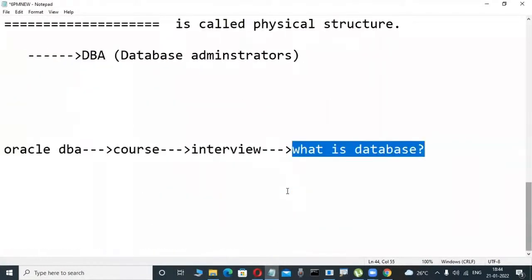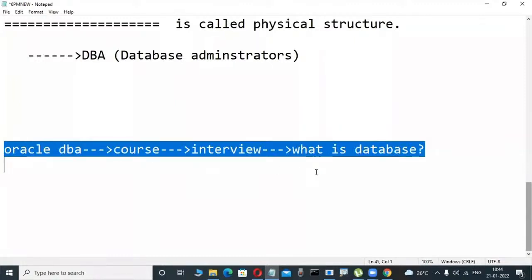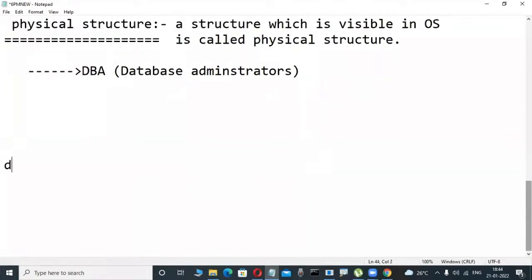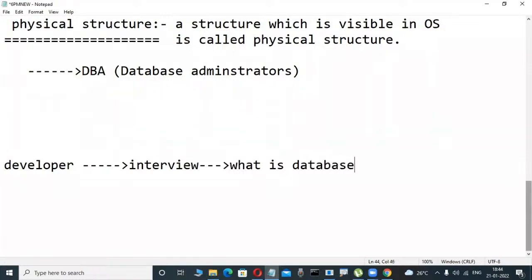Suppose here I'm a developer, not an administrator, for example. I'm a Java developer, a SQL developer, a PL/SQL developer, a Python developer, like that. These developers are attending an interview. What is a database? They're asking, and the developers are telling it from the logical structure side.